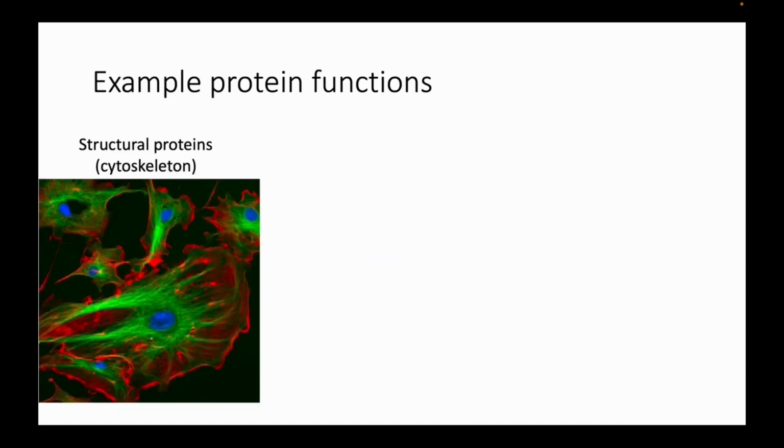When we think about proteins, here are a couple examples of why proteins are important in the cell. The first example is that proteins can be structural. For example, the cell's cytoskeleton, which is like the bones of the cell, is made out of proteins such as actin and microtubules. In the cell microscopy image, the microtubules are stained green and the actin is stained red. These proteins are just structural. They give the cell its shape, they help it move.